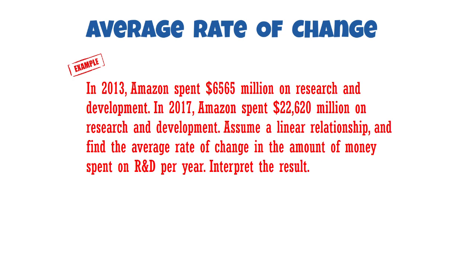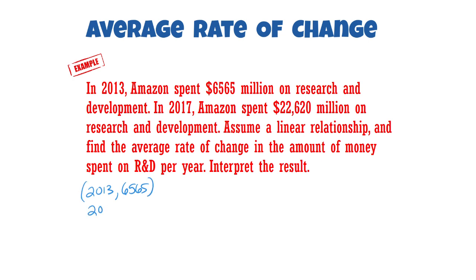Okay, so ultimately, if they want the average rate of change, I'm just going to find my rate of change over that time period. It may not have been consistently the same, but we're finding the average. So one year might have been a little high, one year might have been a little low. By going from 2013 to 2017, we're finding the average. So look at these as ordered pairs. 2013, 6565. I'm not going to add all the zeros on it. Just know that that's in millions.